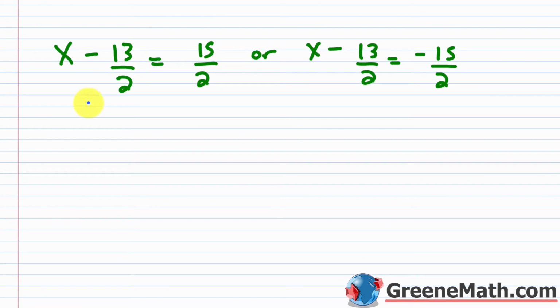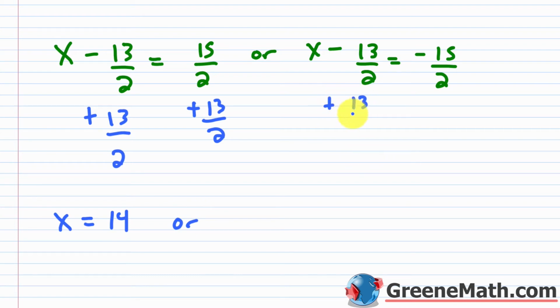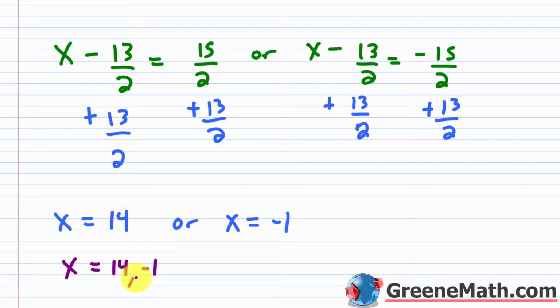All I'm going to do here is add 13 halves to each side of the equation. That gives me x is equal to 15 plus 13, which is 28. 28 over 2 is 14. So that's one solution. For my other solution, if I add 13 halves to both sides, what am I going to get? Negative 15 plus 13 is negative 2. Negative 2 over 2 is negative 1. So x would be equal to negative 1. There are your two solutions: x equals 14 or x equals negative 1. You could leave it like this, or write it as x equals 14 comma negative 1. Again, many different ways to notate this.